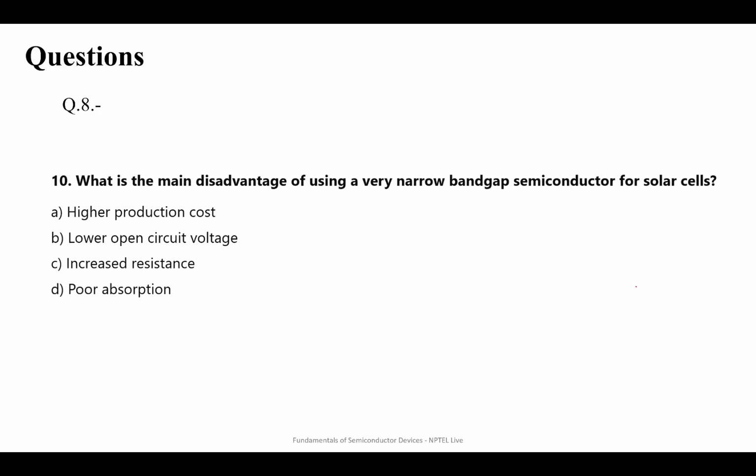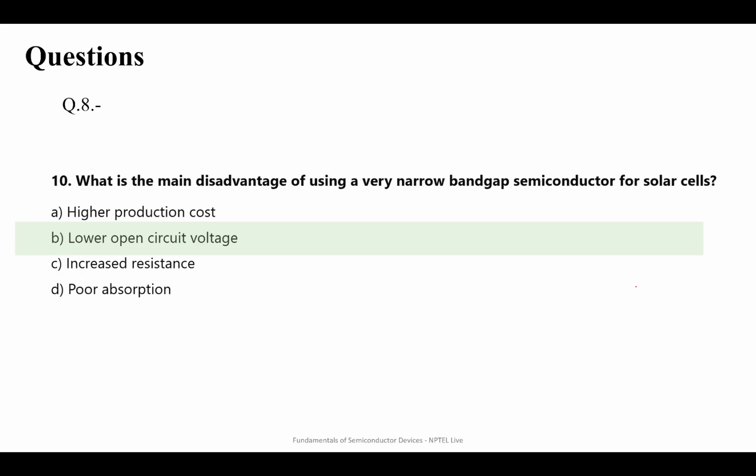What is the main disadvantage of using a very narrow bandgap semiconductor for solar cells? Higher production cost, lower open circuit voltage, increased resistance, or poor absorption? Sir, should I guess, sir? Okay, guess. Sir, it can create lower open circuit voltage, sir. That is correct. So you know what is open circuit voltage? Yes, sir.